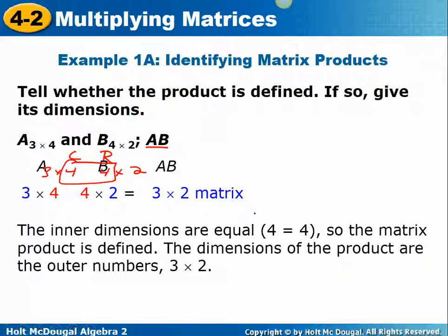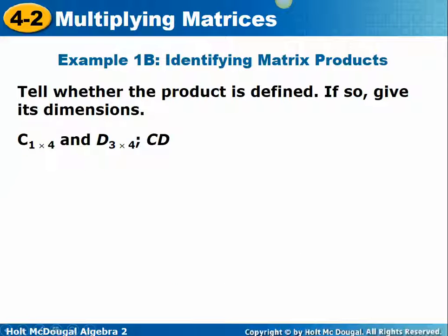Oh, and we're also supposed to say the new dimensions, and the new dimensions would be this outer part. It'll be a 3 by 2. All right, let's look at another one. So they want to know, is CD defined if C is 1 by 4 and D is 3 by 4?